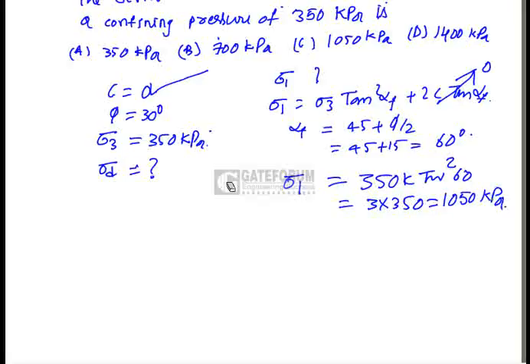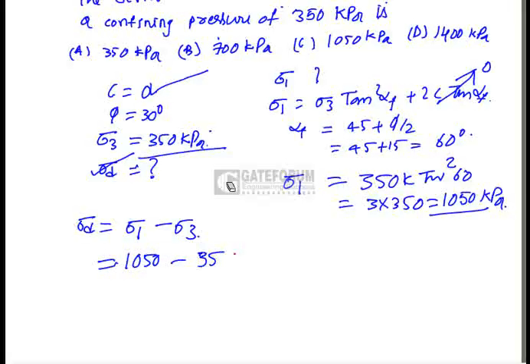But we need to find out sigma D. Sigma D is equal to sigma 1 minus sigma 3. We know sigma 1 and sigma 3, the difference directly going to give us the deviatoric stress, that is equal to 700 kPa. So answer B is correct.